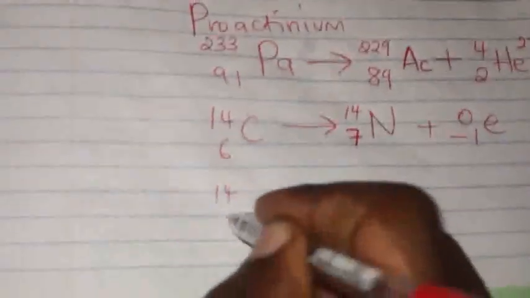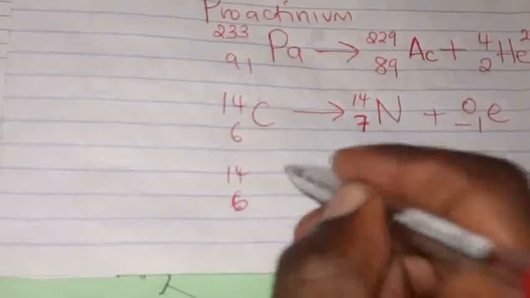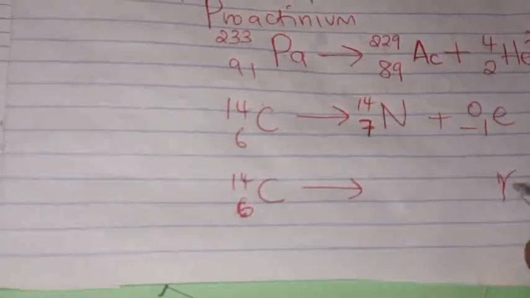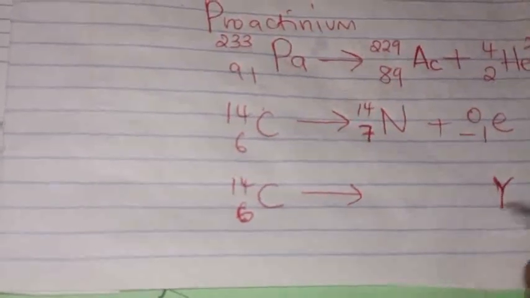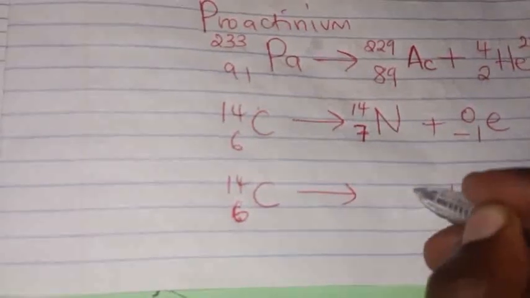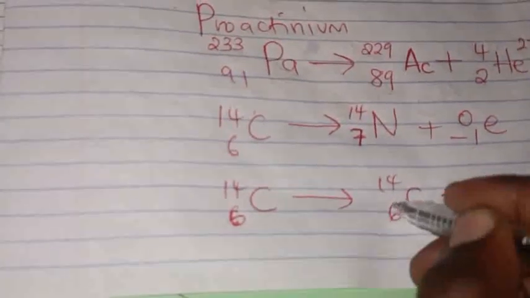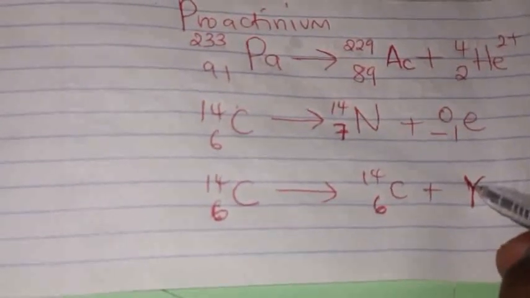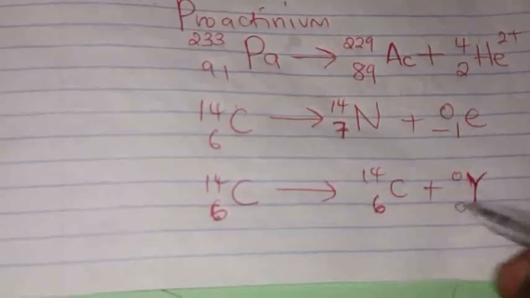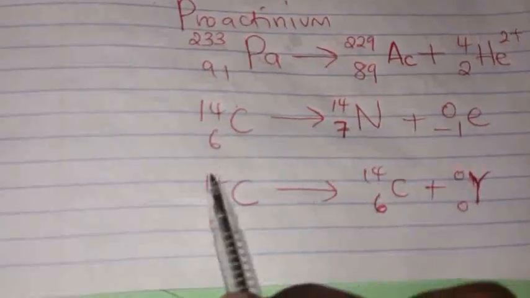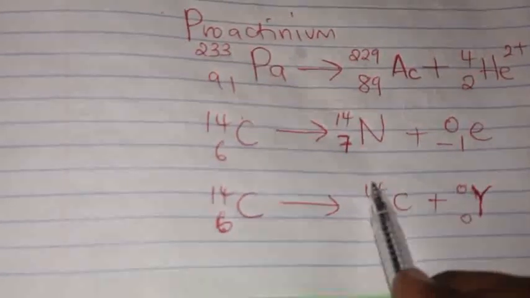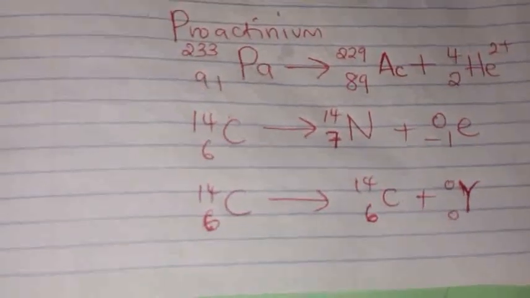But now, you are going to realize that when you have this as your radioactive nuclide, and you decide to emit a gamma radiation, remember to note this: the mass number and the atomic number do not change. Why? Because gamma radiations are high energy radiations that have no mass number and no atomic number. So 14 plus 0 just gives you 14, then 6 plus 0 gives you 6. So emitting gamma radiation does not change the mass number and the atomic number of the radioactive substance.